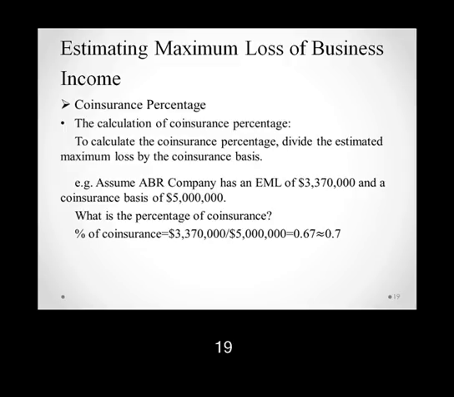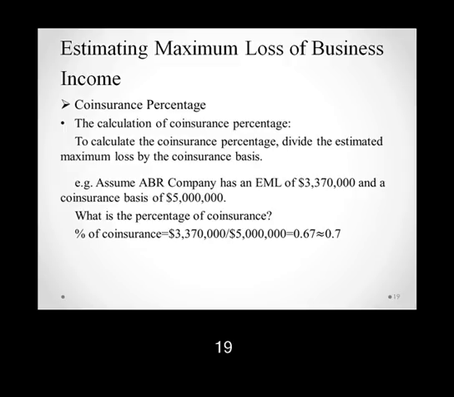For example, assume ABR company has an EML of $3,370,000 and a coinsurance basis of $5 million. What would be the percentage of coinsurance? Well, the percentage of coinsurance would be given by dividing the EML by the coinsurance basis, and that will give us a result of 0.67, which is approximately 70%.